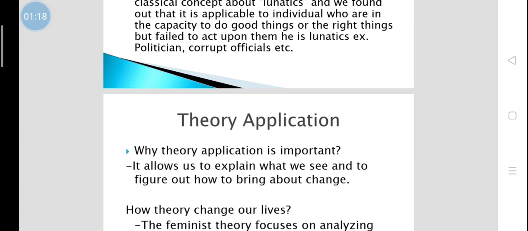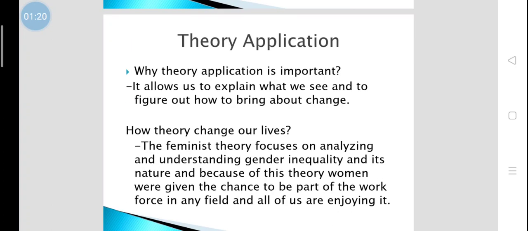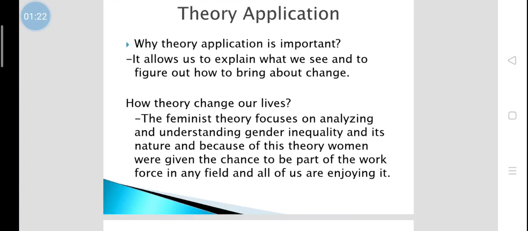Okay? Next, why is theory application important? It allows us to explain what we see and to figure out how to bring about change. How do theories change our lives? Feminist theory focuses on analyzing and understanding gender inequality and its nature, and because of this theory, women were given the chance to be a part of the workforce in any field, and all of us are enjoying it.